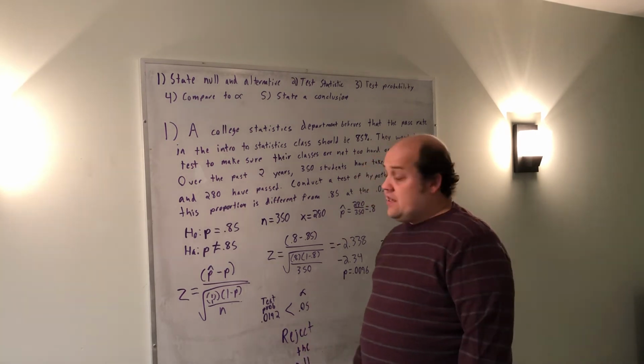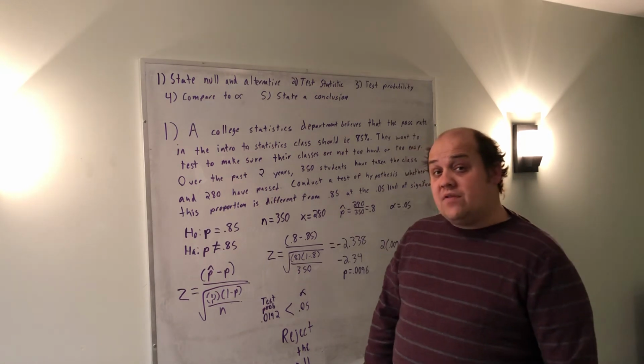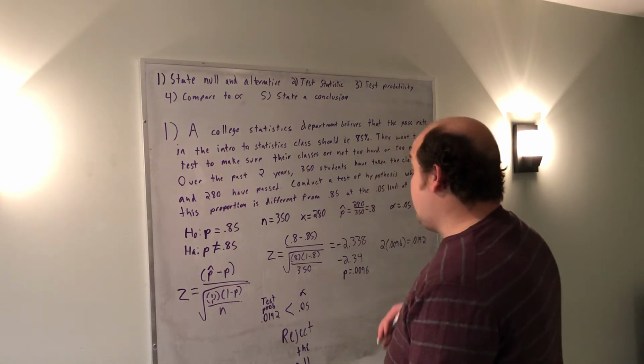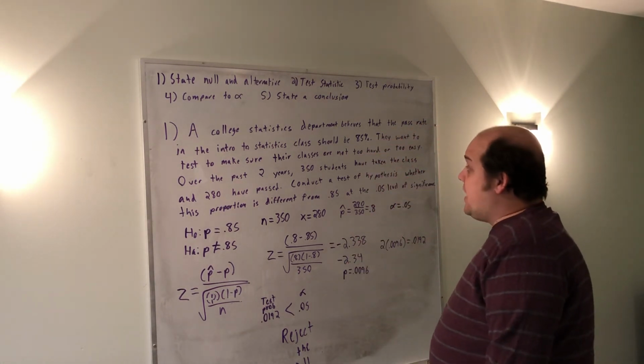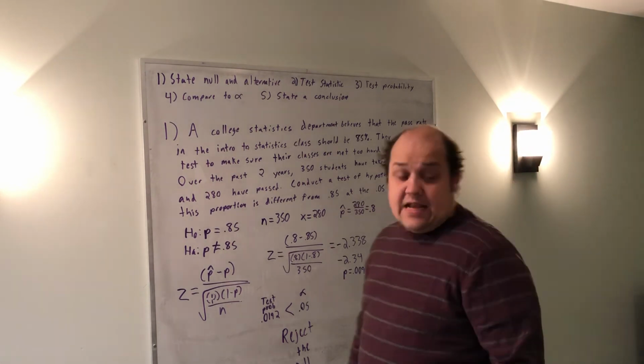So what I've done is I've proven at the 0.05 level of significance that a number different from 85% passed the Intro to Statistics class.